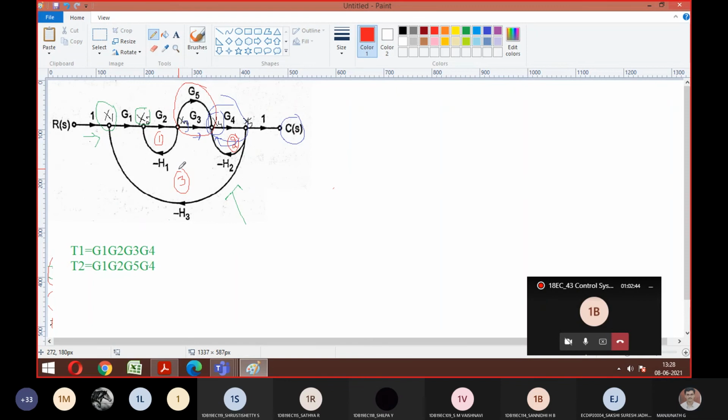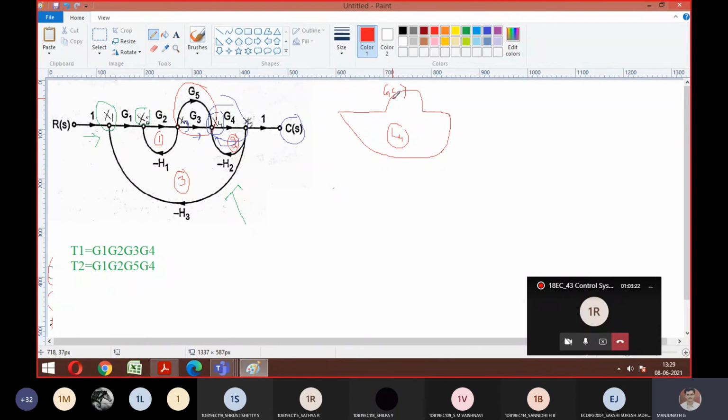Sir, through G5. You can do this. If you say answer 4, you tell which is the fourth one. G1, G2, G5, G4 and back through minus H3. Good. So correct. The path will go like this, G1, G2, G5, again G4, and you can see the minus H3 coming back. Is it your loop 4? Agree everyone? Yes, sir. So there are 4 loops. We concluded L1, L2, L3, L4.